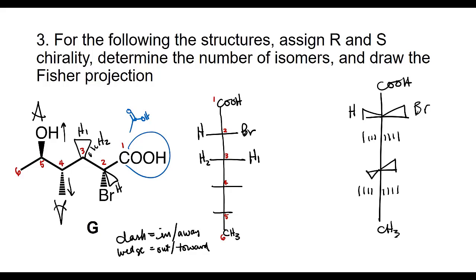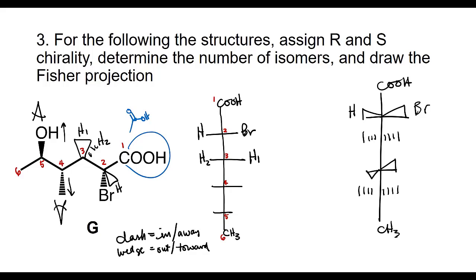Alright, so let's move on to the next carbon. Okay, carbon 4. Which way am I going to be looking at it? You're going to be looking up. I'm going to be looking at it from the bottom, right? So I'm going to look up from the bottom, right?